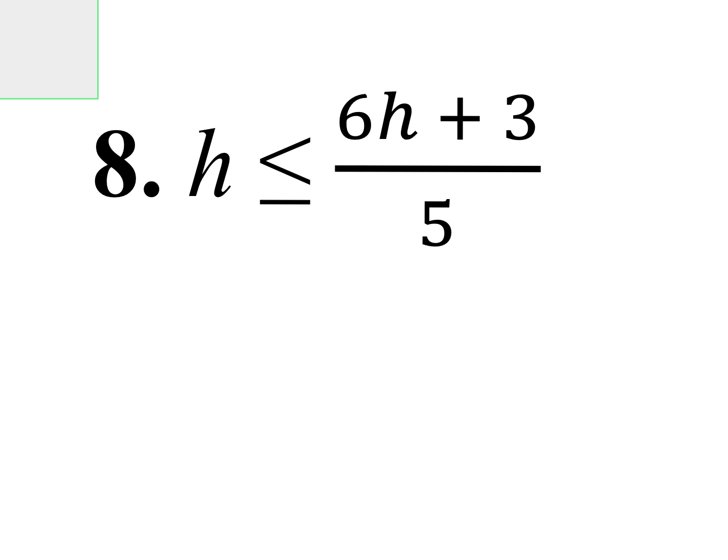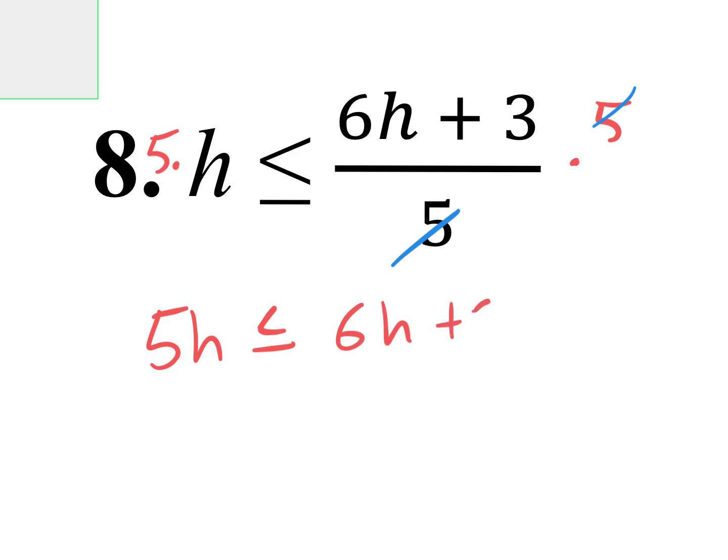I need to get rid of that fraction to start getting h by itself. So you don't want this divided by 5. So you're going to do the opposite of dividing by 5, which is multiplying by 5. That eliminates. Of course, what you do to one side, you have to do to the other. So you have to multiply that beautiful h by 5, and it becomes 5h is less than or equal to 6h plus 3, no more fraction.